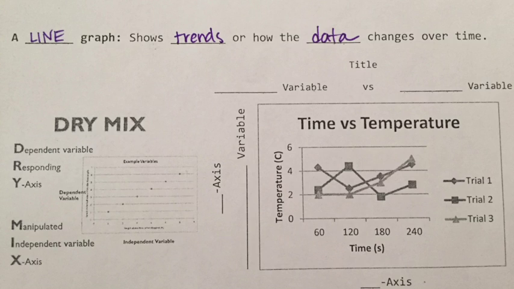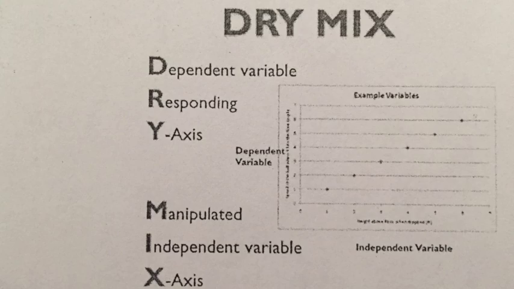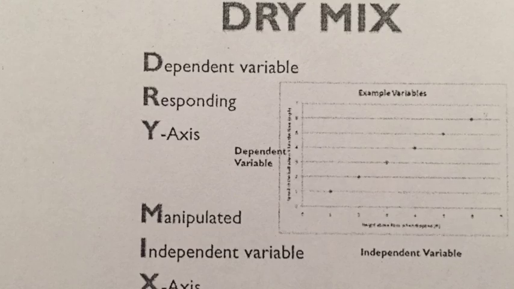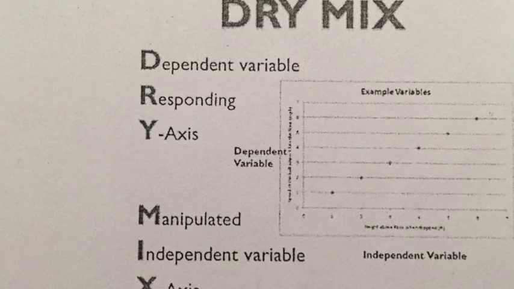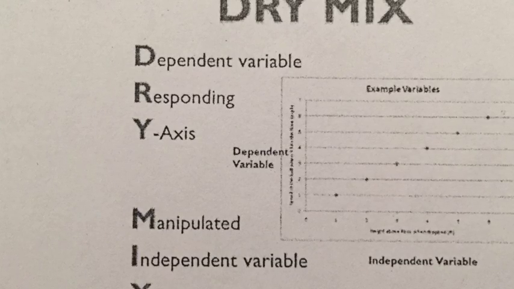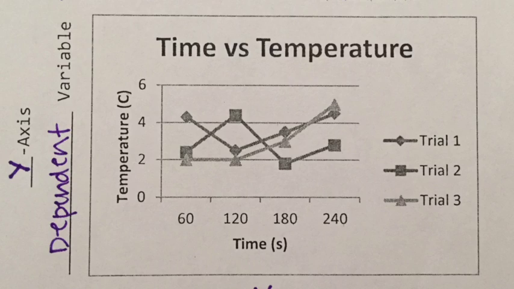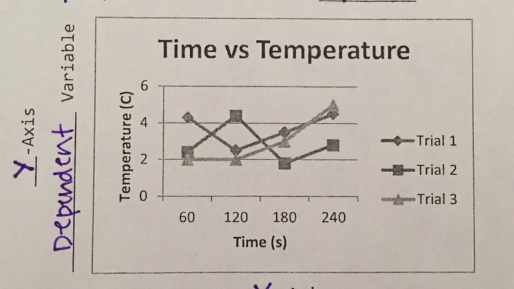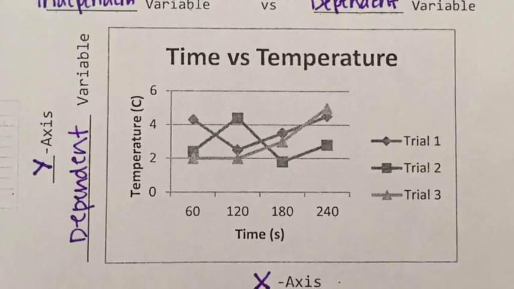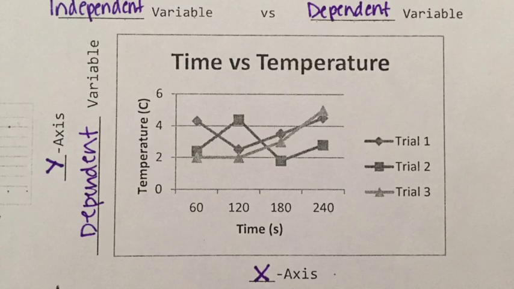When determining where to put something on a graph or how to identify and label our axes, we use an abbreviation called DRY MIX. The DRY part of DRY MIX is the dependent variable, our responding variable. It's what responds to our experiment, and it goes on the y-axis. In this example graph, the responding variable, or the dependent variable, is our temperature. So it goes on the y-axis. The y-axis is the up and down one, the tall one.